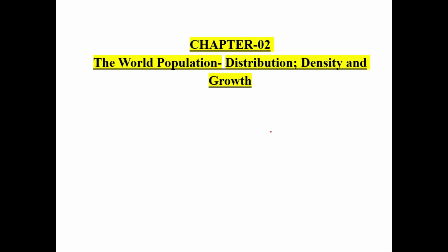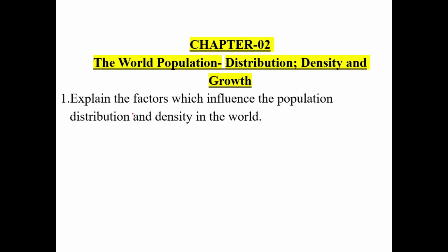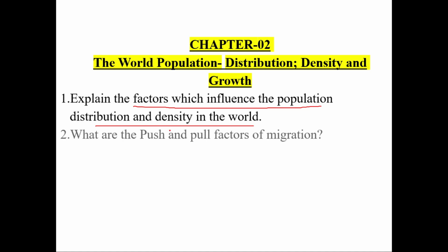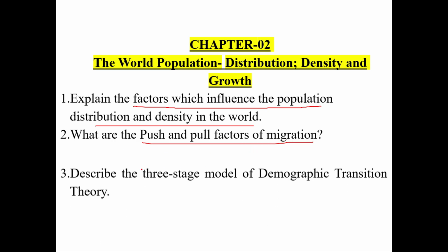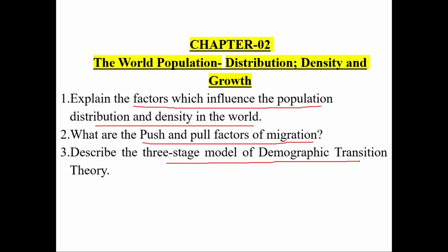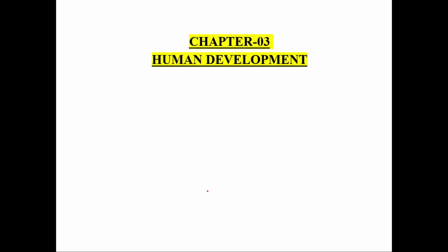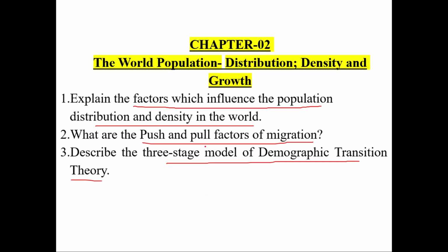Then chapter 2, world population distribution. Basically this is a very important chapter. Here one question is the factors influencing the population distribution all over the world. This is a very important question, and it may come as a 5 marks question, including the push and pull factors of migration. This is a question which may come for 3 marks. Then the 3 stages of demographic transition is important for 5 marks. So these 3 are the important questions which may come from chapter 2.